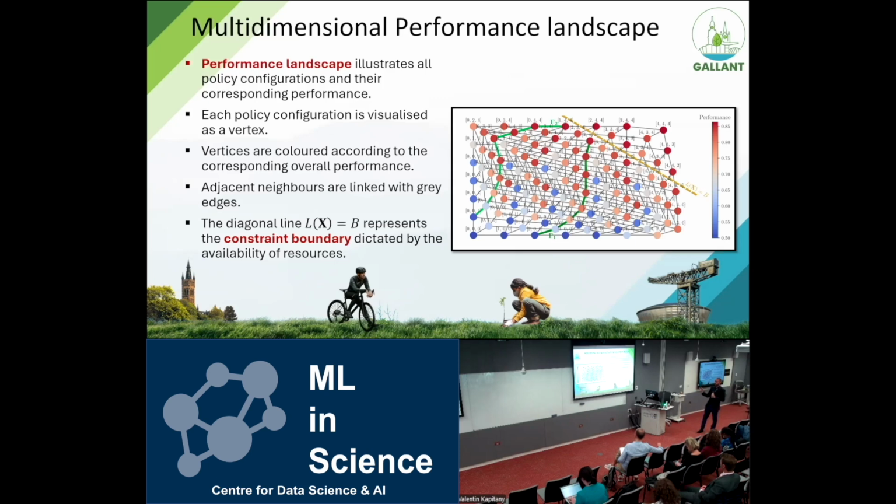So by navigating this performance landscape, we can search for the most sort of promising policy configurations while adhering to the availability of resources. So gamma 1 and gamma 2 are two trajectories that follow the optimization algorithm. So you start from sort of like a very low performance node, and then you hill climb to the local optimum.